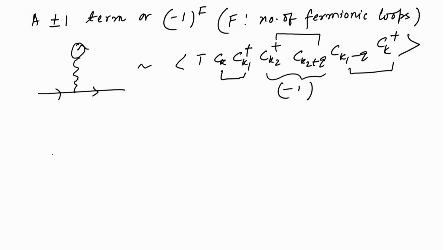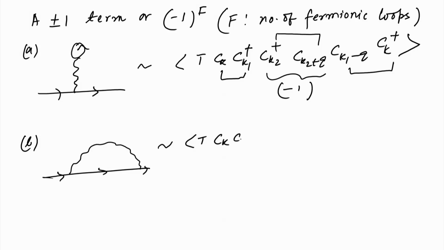Look at this other term. This was the term A that we have written. The term B is this, and so this is equal to T, C_{k1}^†, C_{k2}^†, C_{k2+q}, C_{k1-q}, C_k^†, and so on.